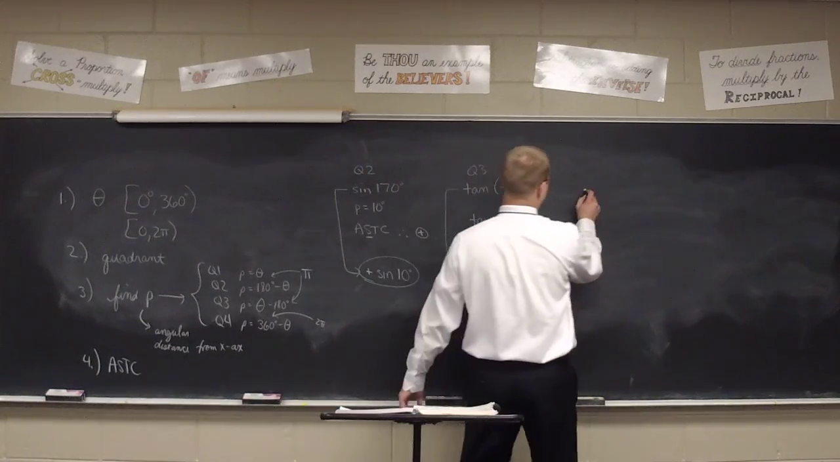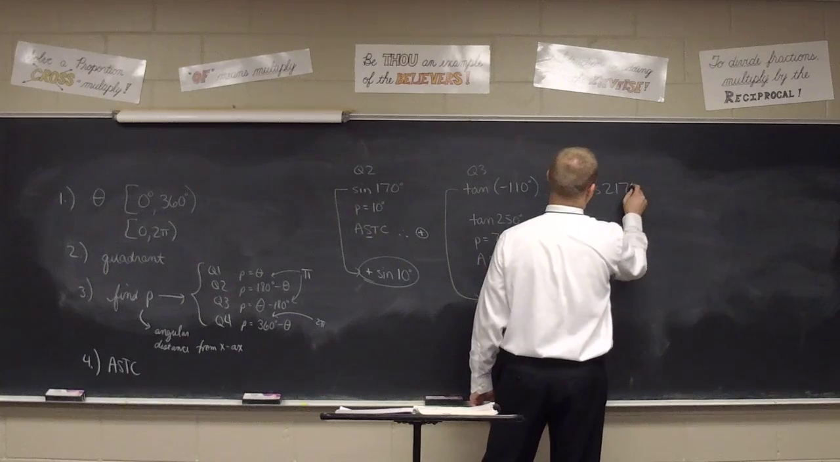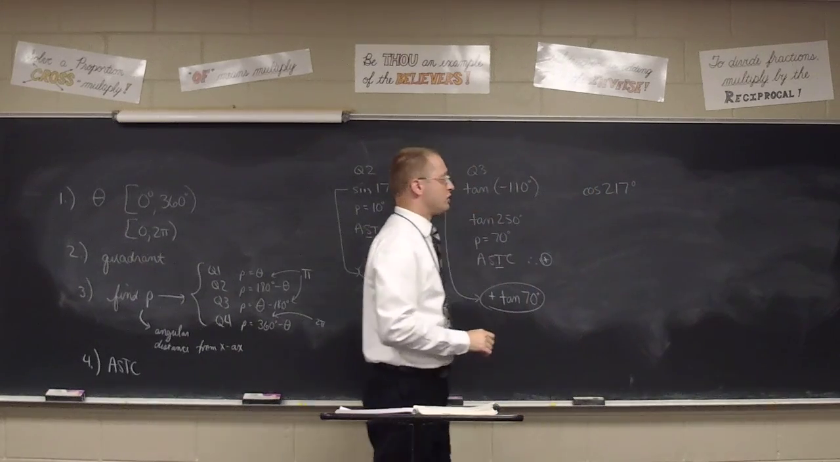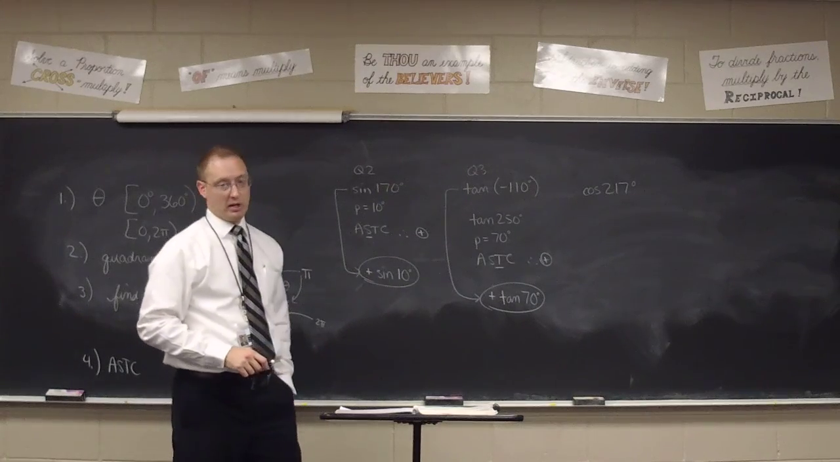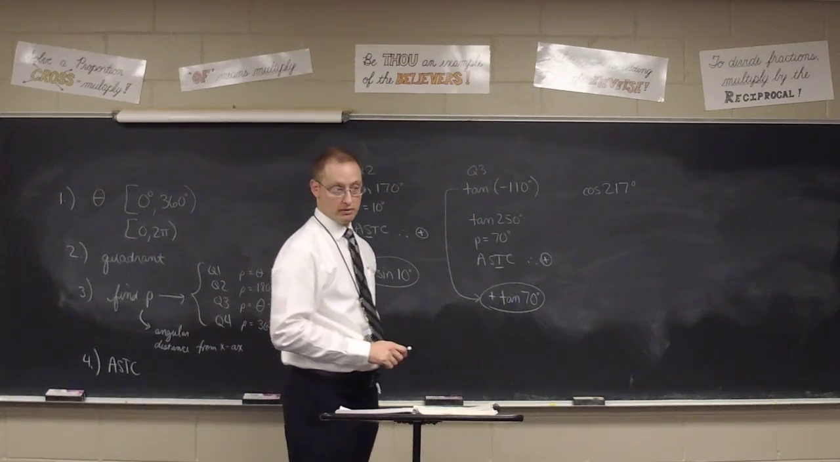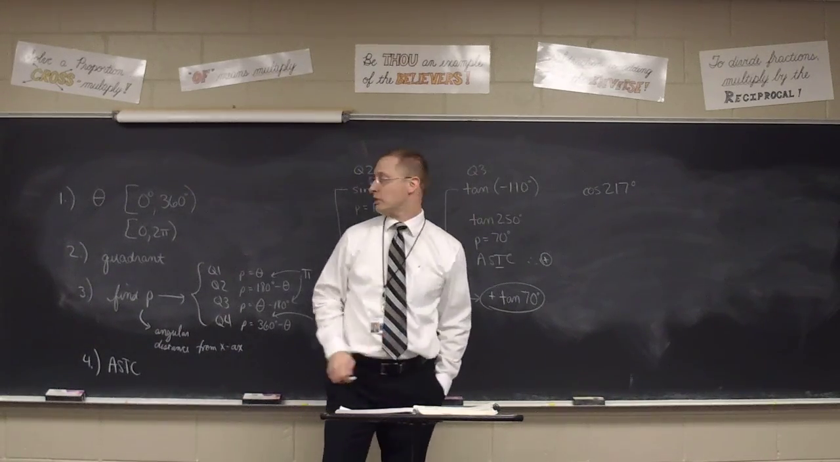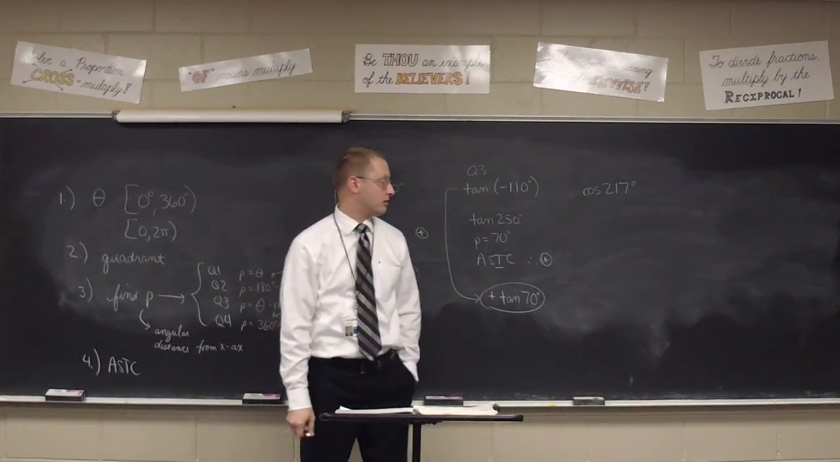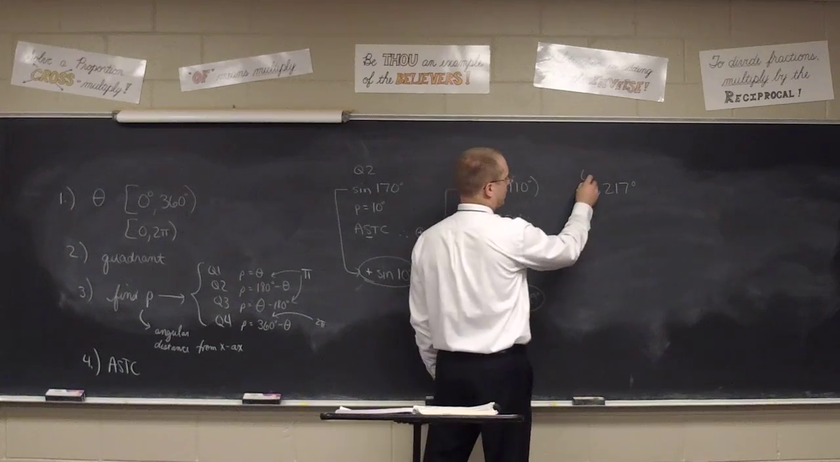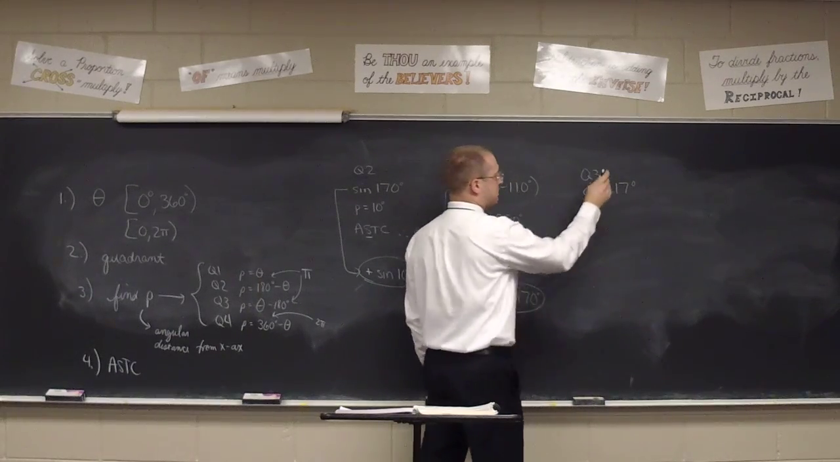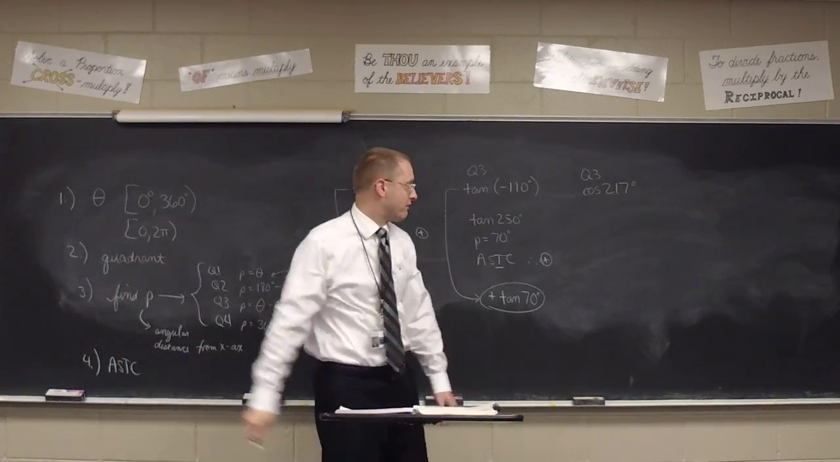Write this one down, the cosine of 217 degrees. Step 1, class: make sure that's in between 0 and 360. It is. It looks good. All right, next step. Figure out the quadrant. What quadrant? 3. 3 again, right? It's bigger than 180, but smaller than 270.